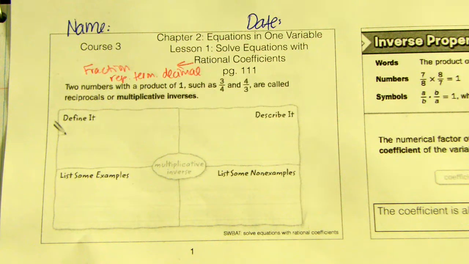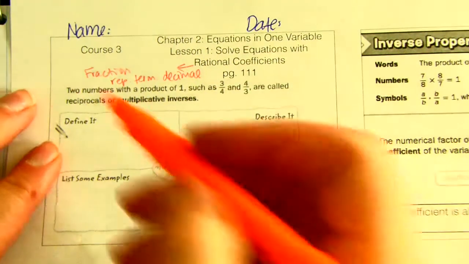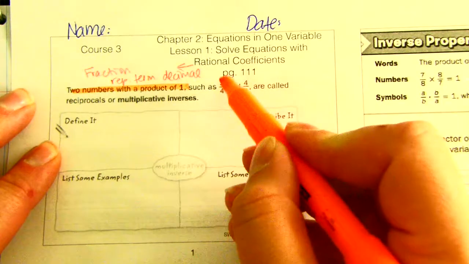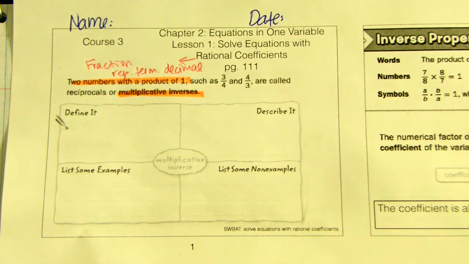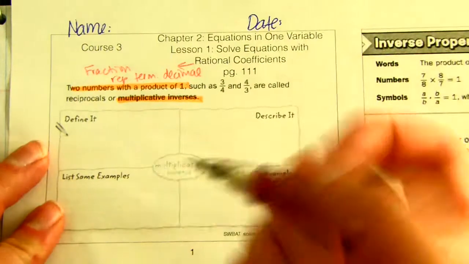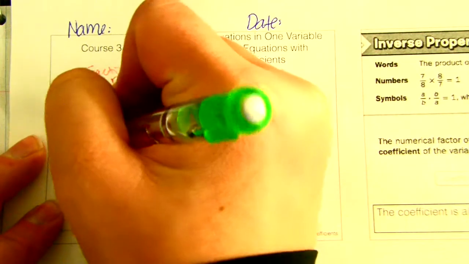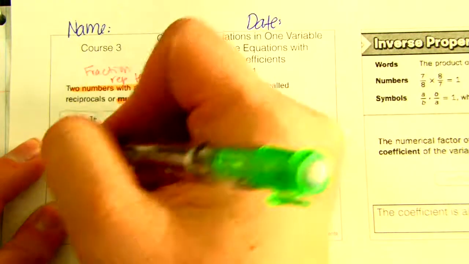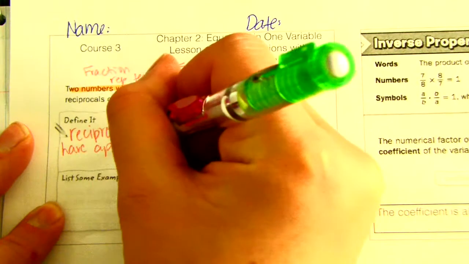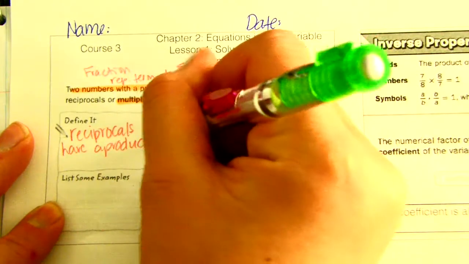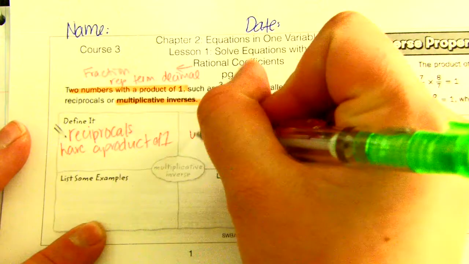So we have a couple vocab words today. The first one is multiplicative inverses. Two numbers with a product of 1, such as 3/4 and 4/3, are called reciprocals or multiplicative inverses. You've probably heard the word reciprocals before. I like to use that one instead. So to define it, I'm going to say they are reciprocals. They have a product, which means they multiply, product of 1. Describe it, I'd say they look like upside down versions of each other.